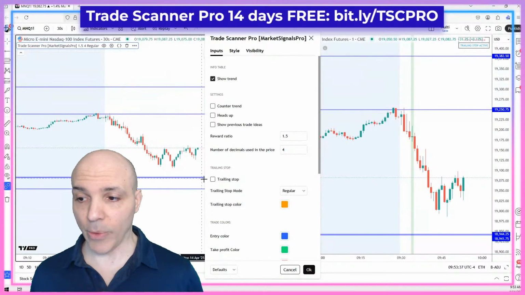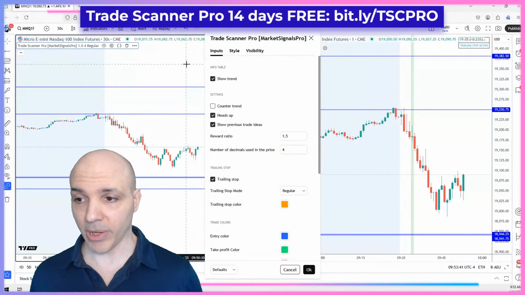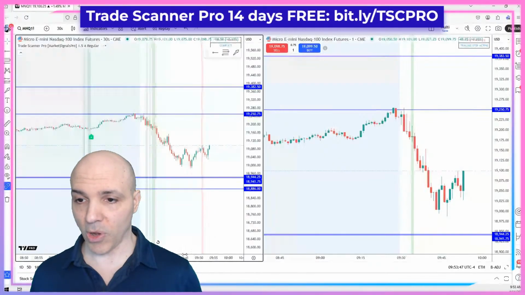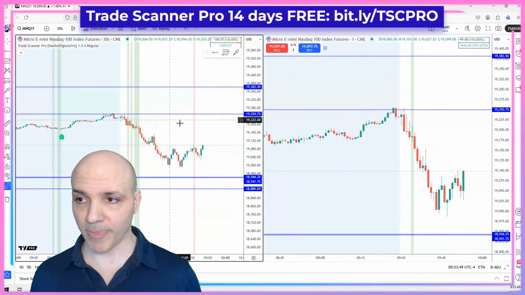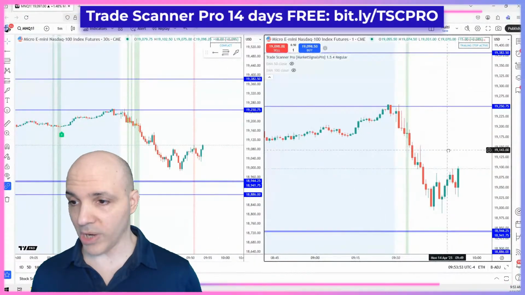Now, when you first get the Trade Scanner Pro, you got to make sure you turn these buttons on, because those are like the main functions. And when you get them, they start out off. So see, like the heads up came on and all that stuff. This is my 30-second chart now, and this is my 1 minute chart.